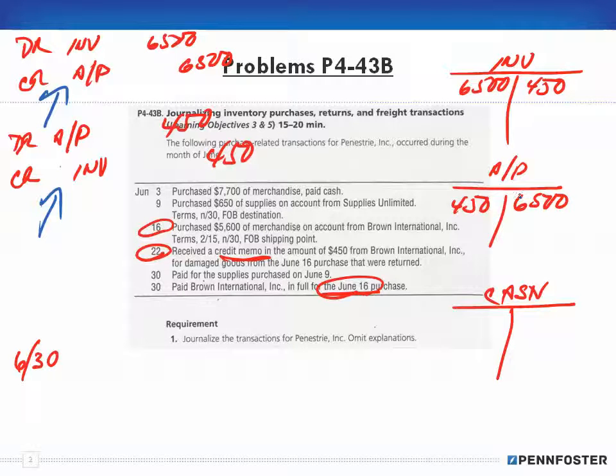So when I come back up here and I look at it and I'm paying it in full, well, what am I paying? Just like the purchase on supplies, I'm not messing around with the inventory. I'm messing around with the accounts payable because I'm paying it in full, and the balance, the difference between 6,500 and 450, the balance in the account at that time is $6,050.